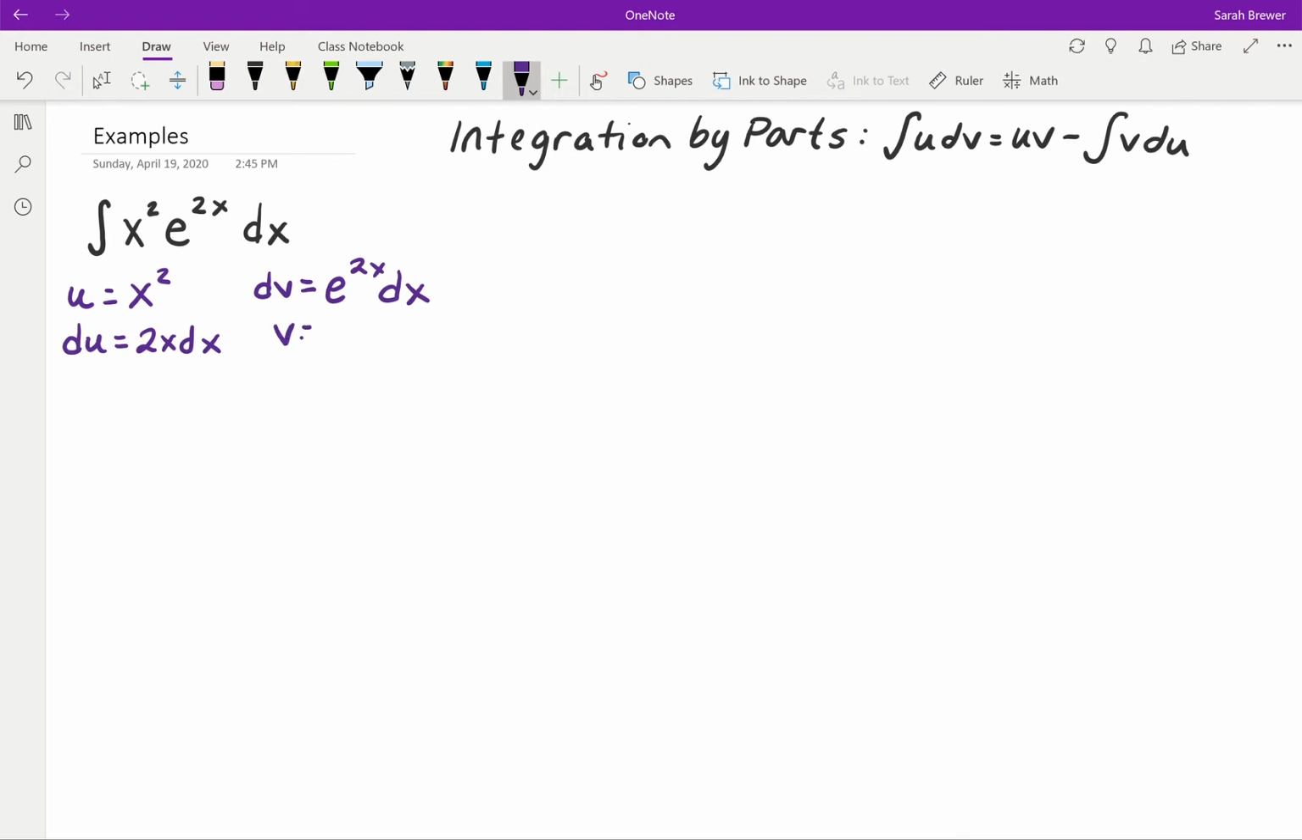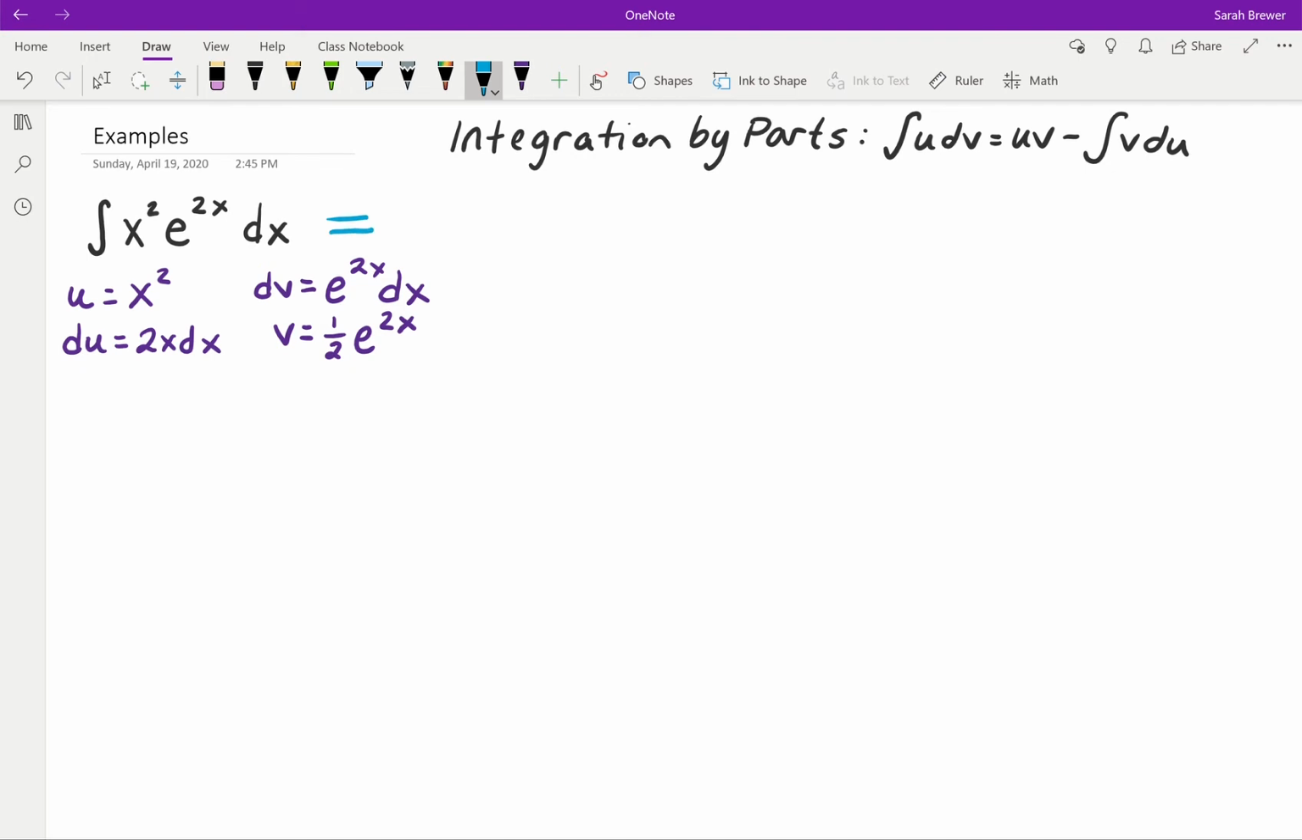So I'm just going to write my v as 1/2 e to the 2x. Hopefully we feel okay about that. If not, pause the video and double check for yourself. Now remember, I'm not going to add a plus c at this point. I'm just going to wait until the end and add a single constant for the entire original integral. Okay. So let's apply our integration by parts formula now.